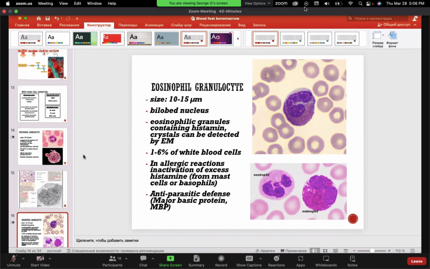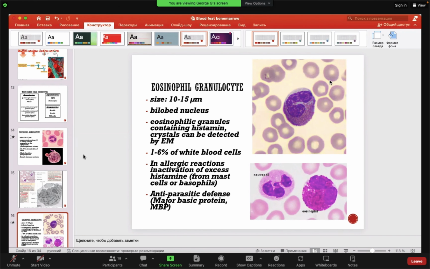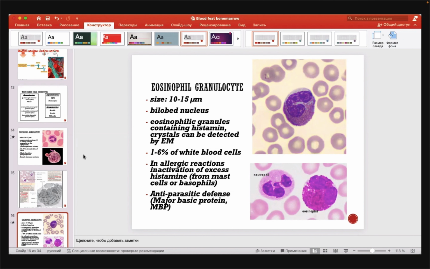White blood cell population and participate in different allergic reactions, as well as the inactivation of excess histamine from the mast cells or basophils. They are involved in allergic reactions and participate in antiparasitic defense.